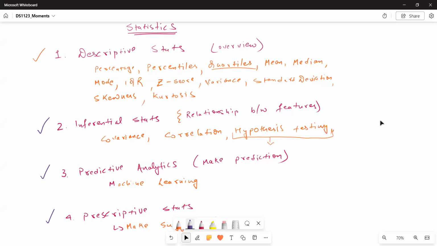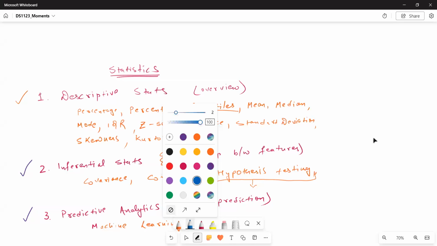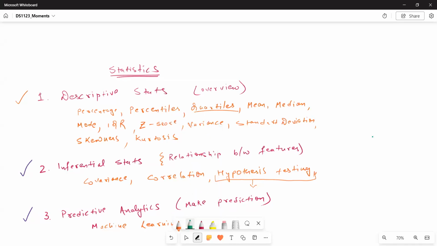All right. So up till now, we have been discussing the descriptive statistics, right? We have discussed percentage, percentiles, quartiles, mean, median, mode, right? We have discussed IQR, right? We have discussed Z-score, which is min-max normalization, right? This is basically the normalization part that we have discussed. Although these two topics will be discussed in more detail in your machine learning days again, in today's session we are going to discuss the four moments, right?